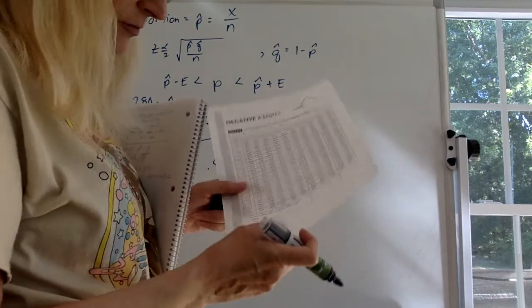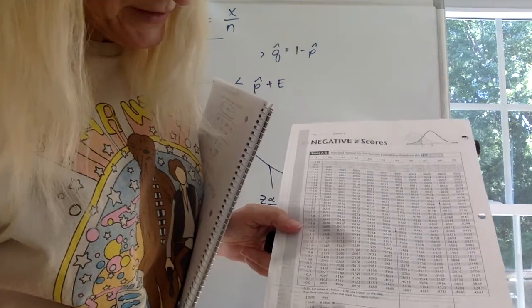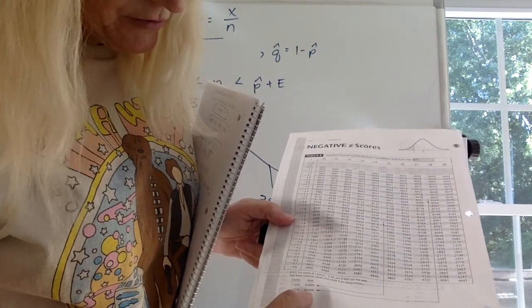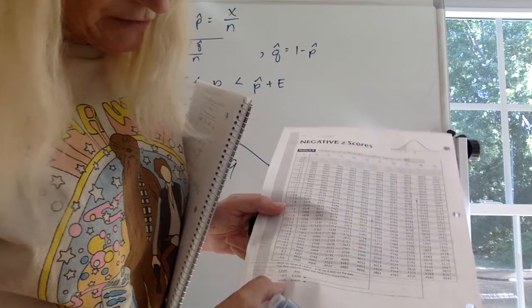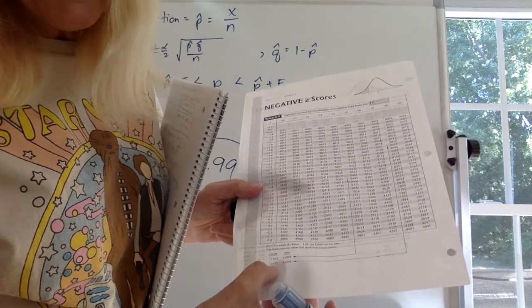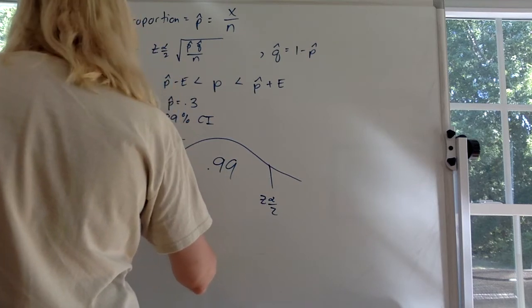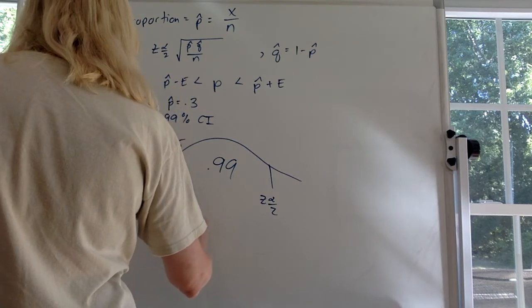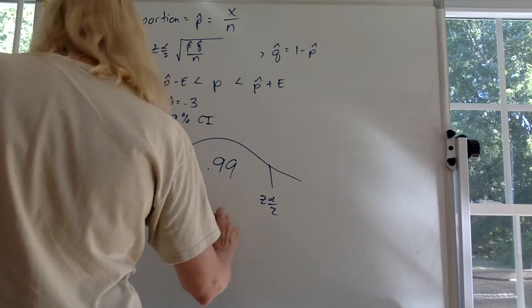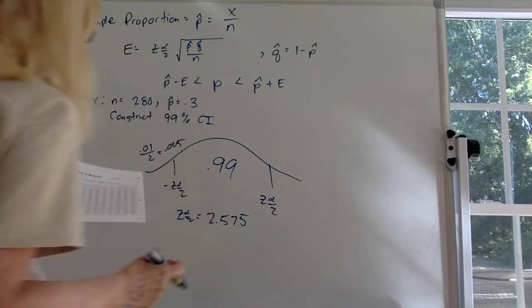And actually it's a special one. If you look way down at the bottom, you see 0.005. It corresponds to a z of negative 2.575. It's way down at the bottom. So from that table, our z alpha over 2 is 2.575.